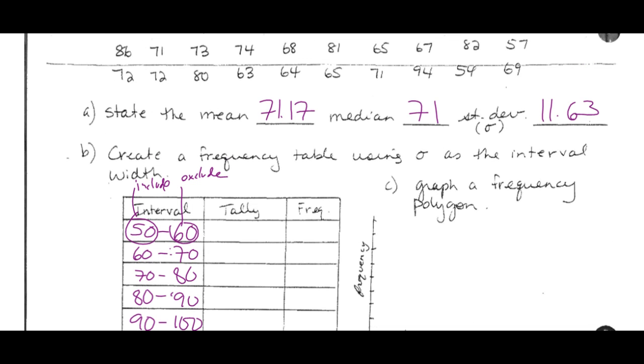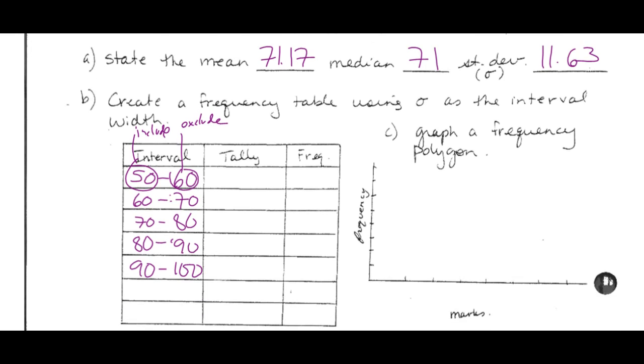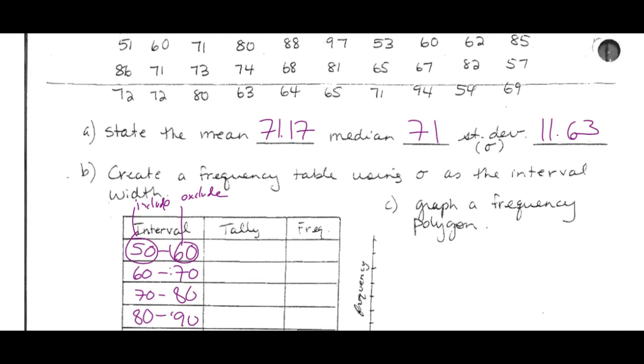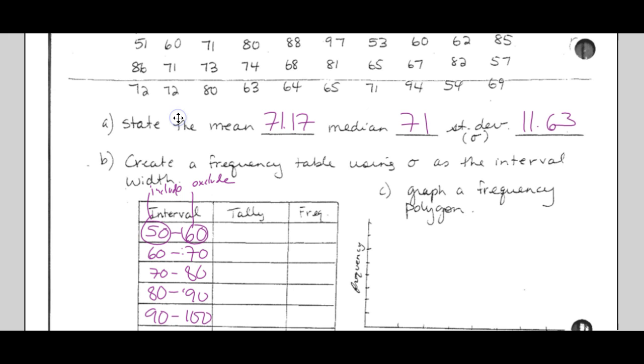Okay, now to do the tally, basically go through the list. So I'm going to get the list in my hand. Well, I'm going to shrink this a bit. So view, zoom, and let's take it down to say 150%. Okay, yeah, there we go. So when I find tally, I'm just going to go through and say, okay, 51, I'm going to cross it off so I know I've done that one, right? Then 86, that goes in here. 72 goes in here. 60 goes here, right? So 60 goes in the one that starts with 60.